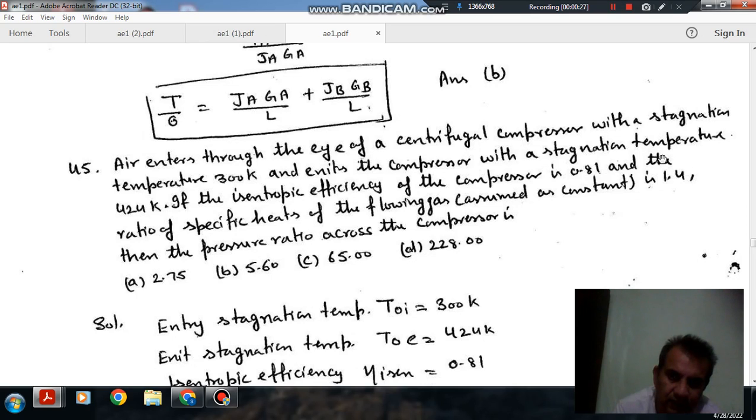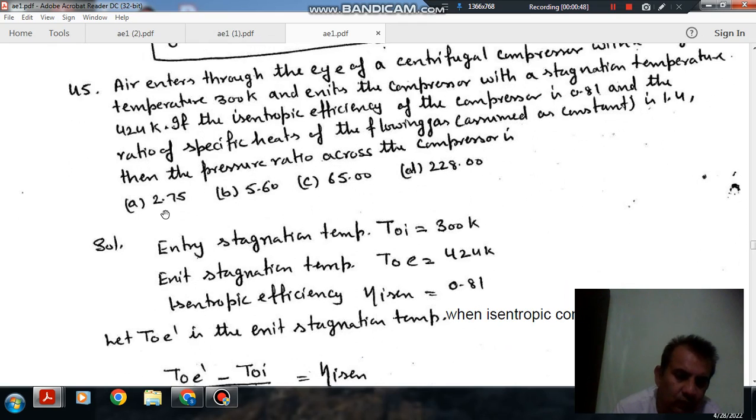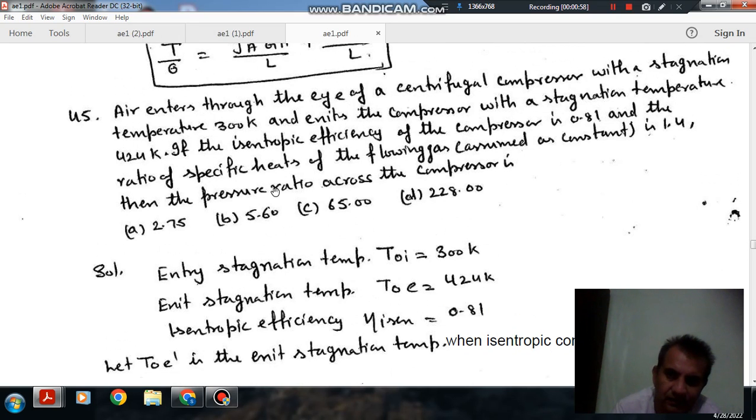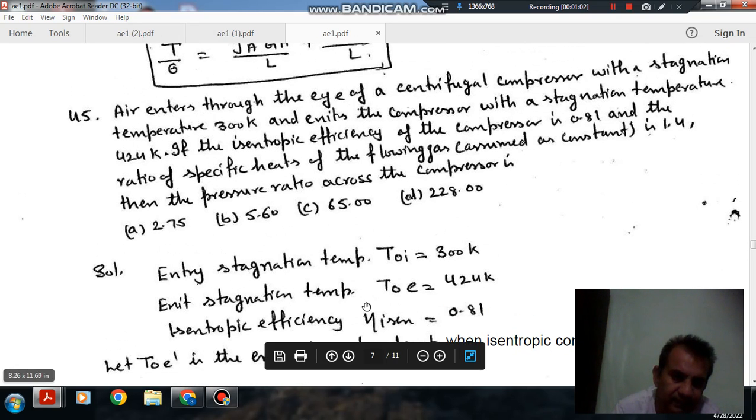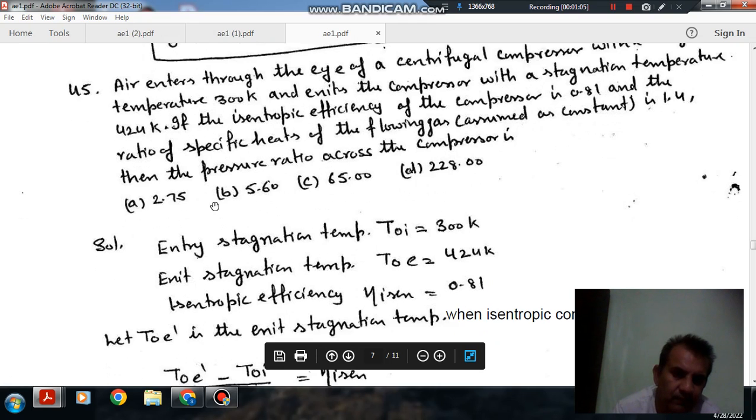the compressor with a stagnation temperature 424 Kelvin. If the isentropic efficiency of the compressor is 0.81 and the ratio of specific heats of the flowing gas, assumed constant, is 1.4, then the pressure ratio across the compressor is: option A 2.75, option B 5.6, option C 65, option D 228.00. So the entry stagnation temperature is 300 Kelvin and exit stagnation temperature is 424 Kelvin.